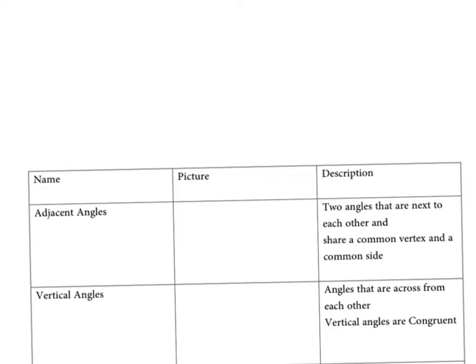The first one, adjacent angles. Two angles that are next to each other and share a common vertex and a common side. So this is what the picture would look like. It needs to look like this. These two angles would be next to each other and they share a common vertex, which we'll call B. We'll make this A, B, C, and D. And they share a common vertex and a common side. So the side would be ray BD.